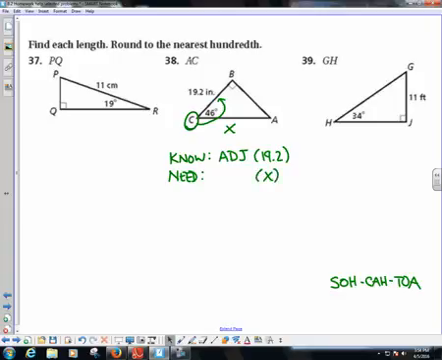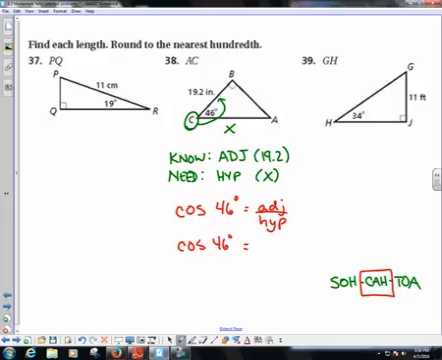And when I look at this triangle, I go, X is the hypotenuse. So now I have to think about which one of my trigonometric ratios uses adjacent and hypotenuse. So I'm going to come down here and go, well, that's cosine. Cosine is the one that uses adjacent and hypotenuse. So I will say that the cosine of 46 degrees equals adjacent over hypotenuse, and I'll fill that in.